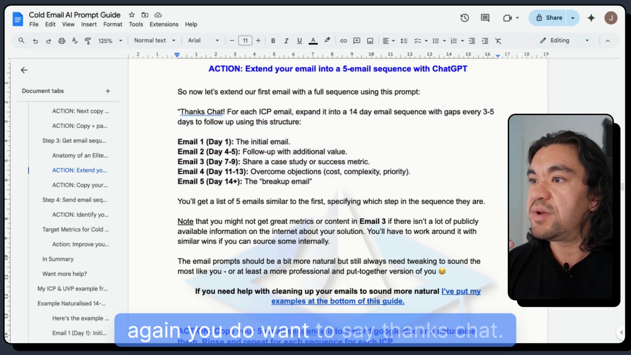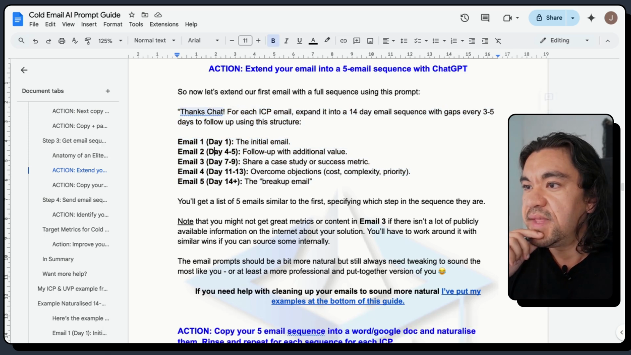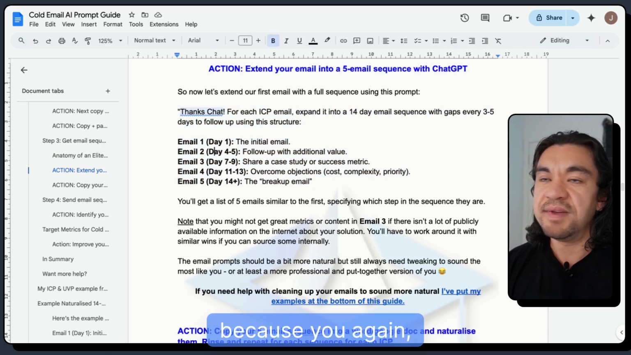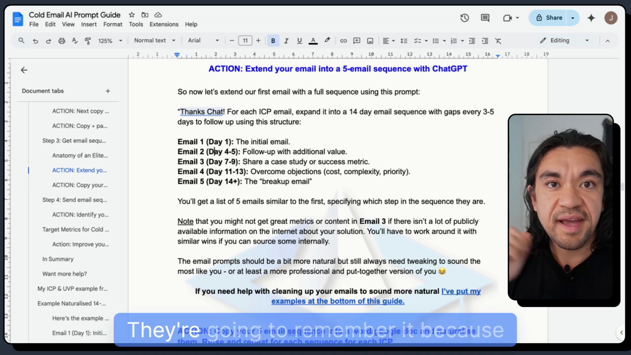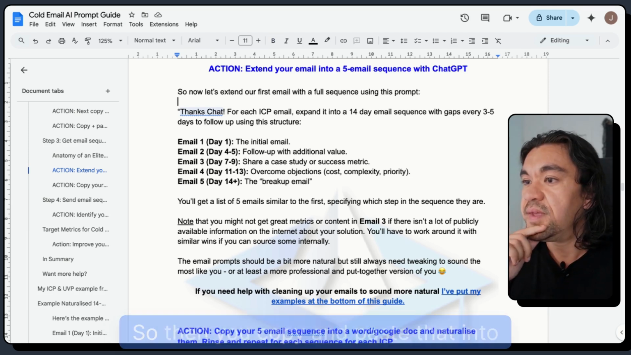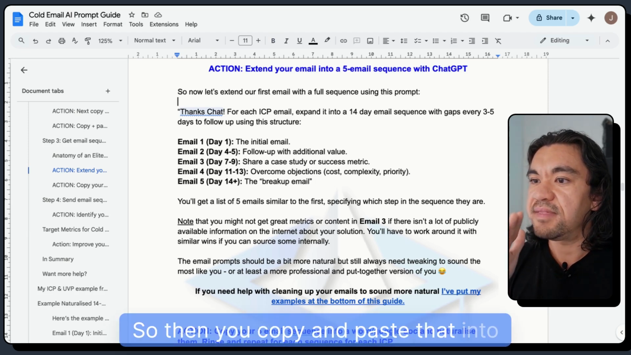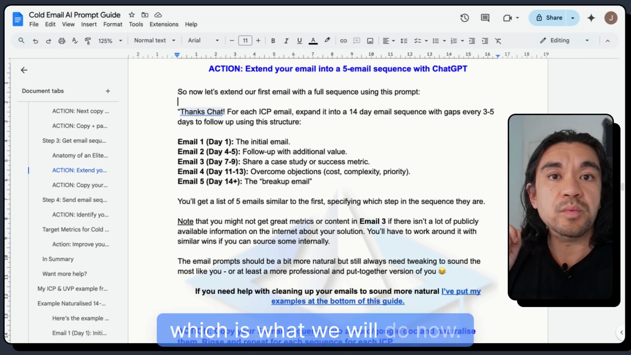Again, you do want to say, thanks, Chat, because they're going to be our AI overlords one day. They're going to remember it because they have memories. So then you copy and paste that into chat, which is what we will do now.